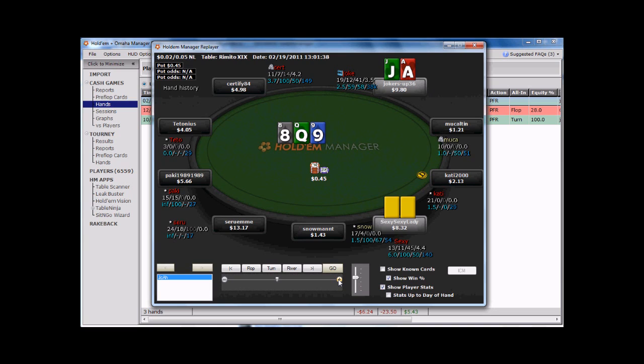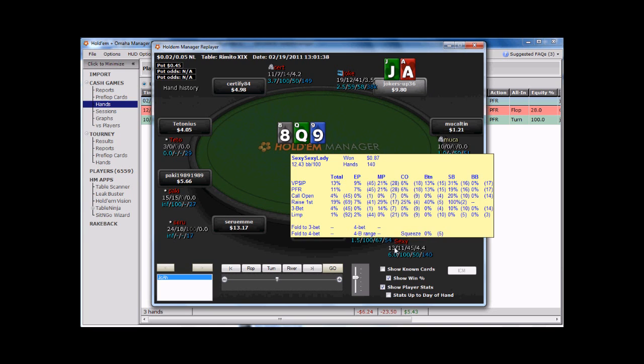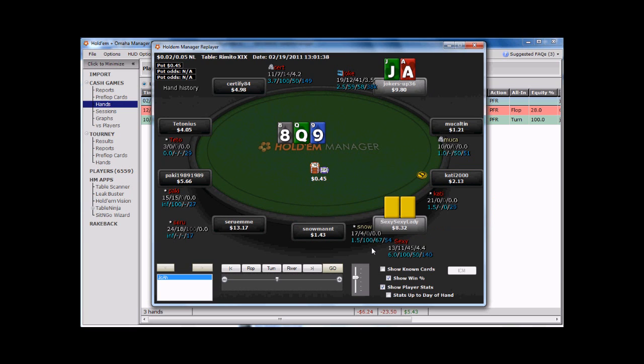Our opponent here, sexy lady, her stats for VPIP is 13 and her call open is 4%. So basically what that means is she's putting money in 13% of hands and she's only open calling 4% of hands. And that represents a pretty small range, so she's likely to be set mining here. Set mining meaning she has a pocket pair and she's calling my preflop raise, hoping to flop a set and hoping to get a bunch of money in the pot and win a lot of money from me.